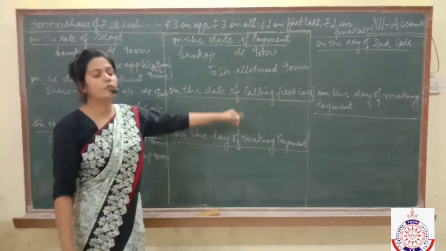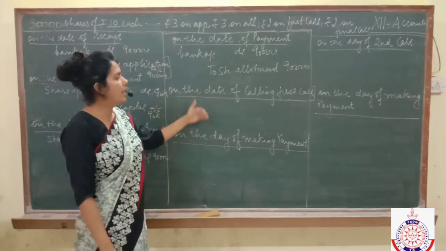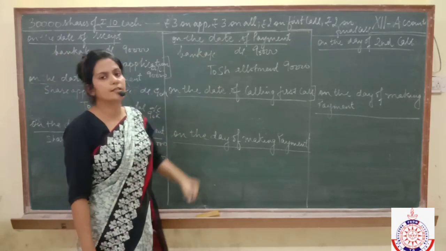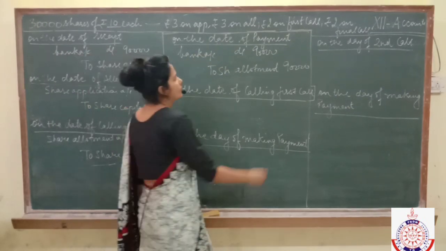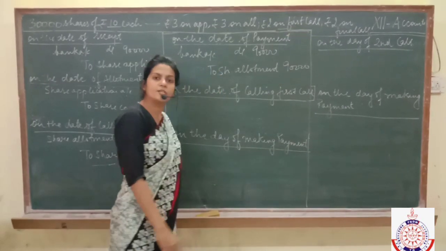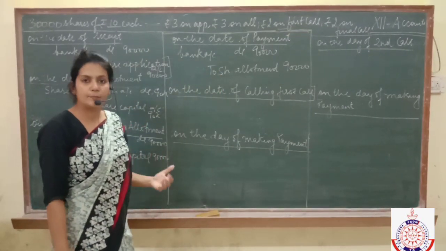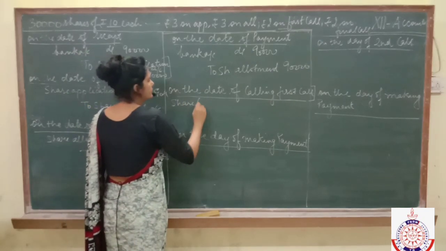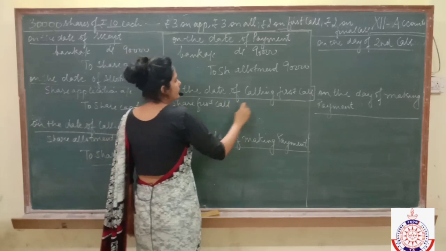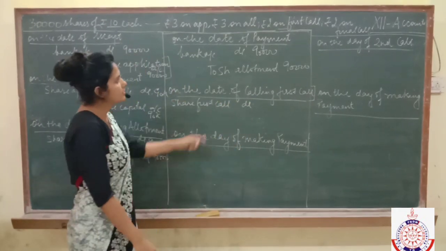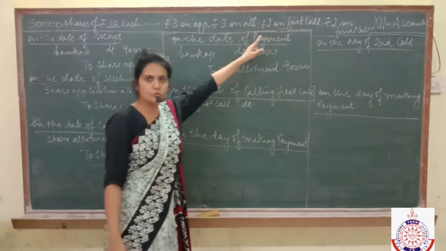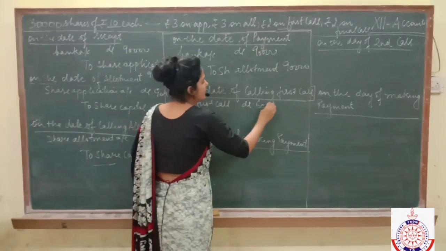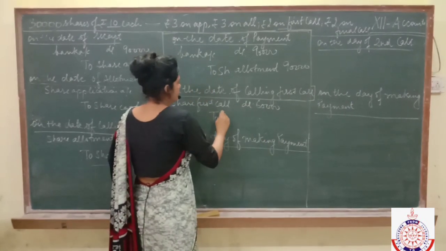Now on the date of calling the first call. After some time you will ask your shareholders to pay you the third installment, which is known as first call. It means again you will give a notice to them that kindly make payment of the third installment. Then what entry will you pass? Share first call account debited. What is the value of the installment? Rupees 2. Total number of shares are 30,000. So the total amount due here becomes rupees 60,000.